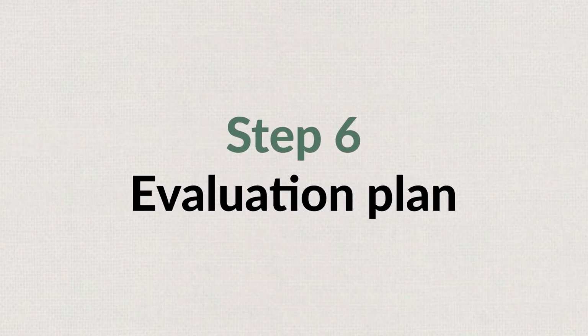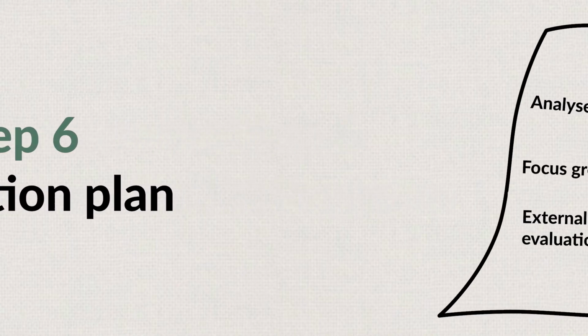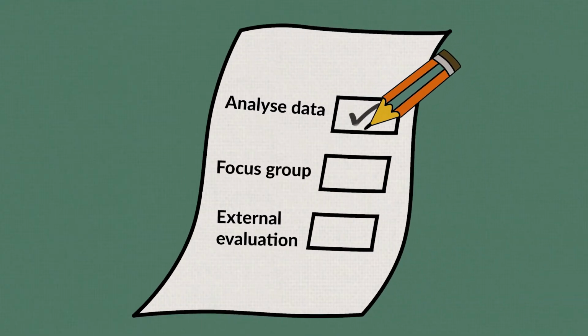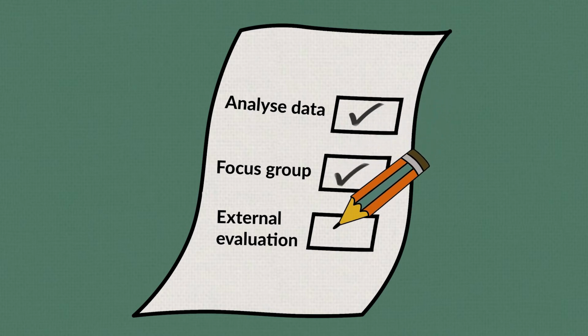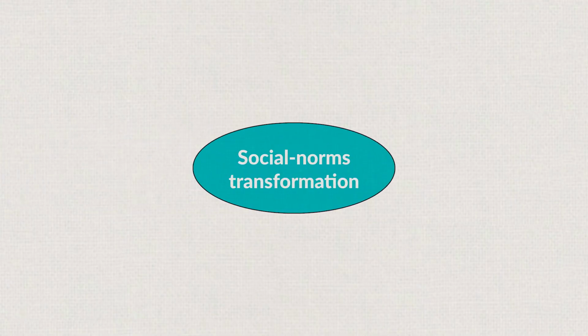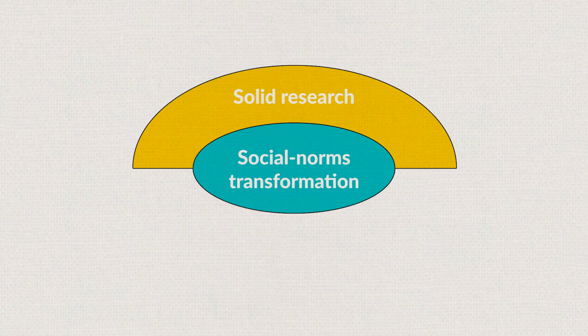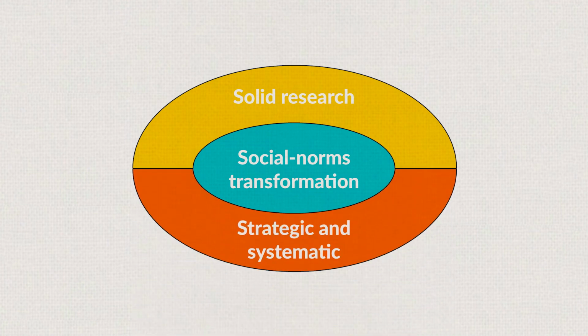In step 6, you evaluate the outcome of your intervention through a variety of tools. For example, analyzing monitoring and evaluation data, focus group discussions, and/or an external evaluation. Social norms transformation programs that are embedded in solid research and executed strategically and systematically are most likely to be successful. It is crucial that you take your time to design your social norms change program.